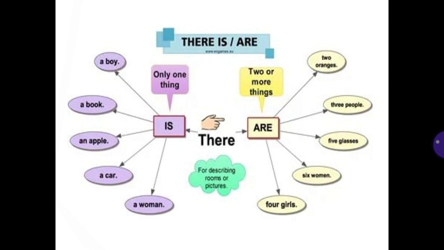We use there is when we talk about only one thing. For example, there is a boy, there is a book. We use there are when we talk about 2 or more things. For example, there are 2 oranges, there are 5 glasses, and so on.